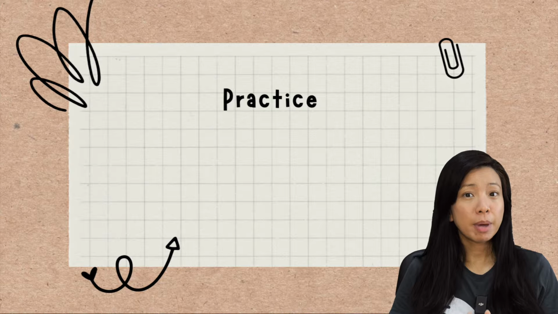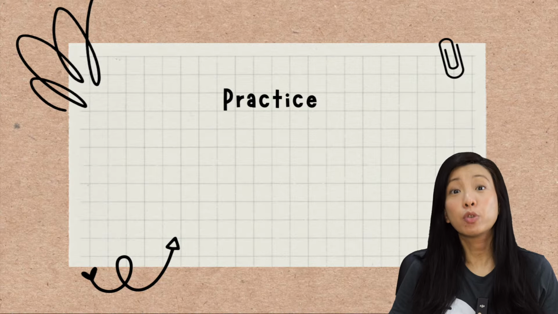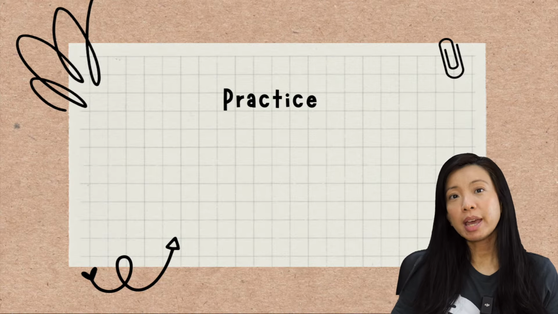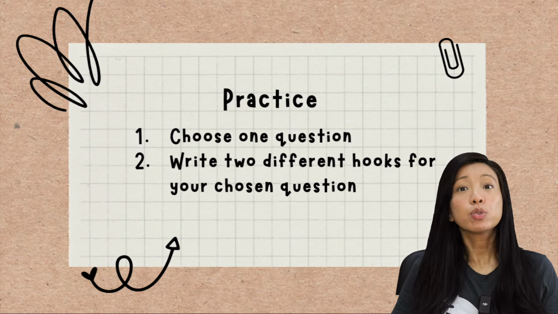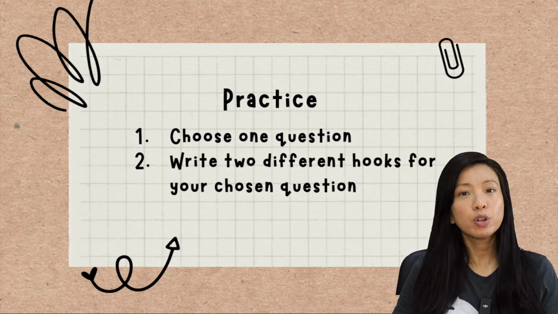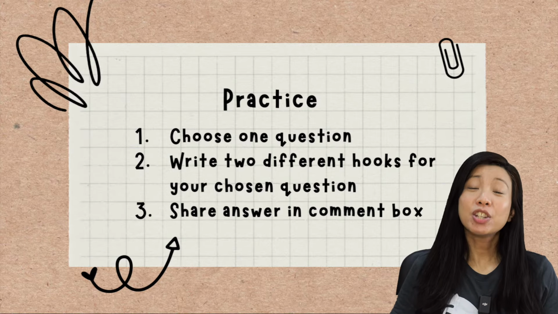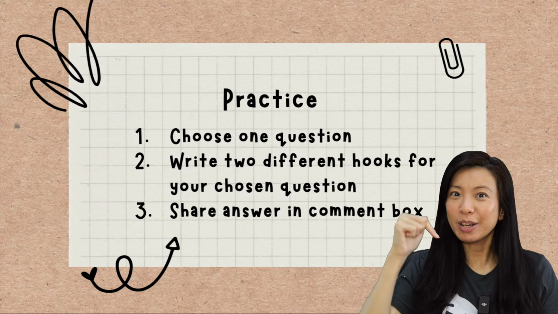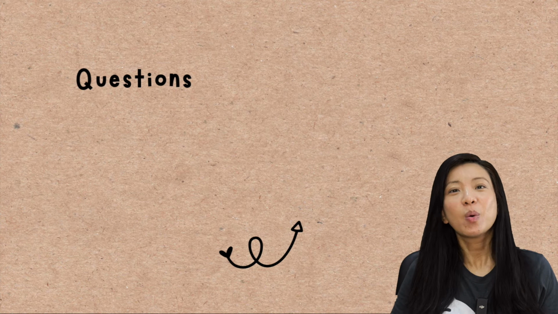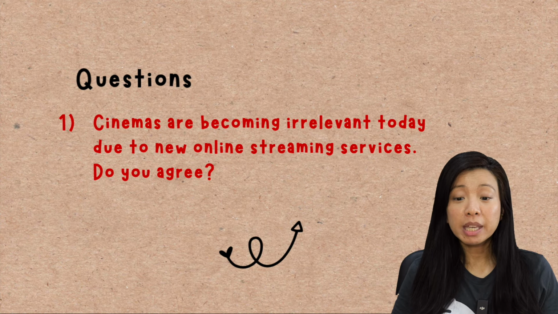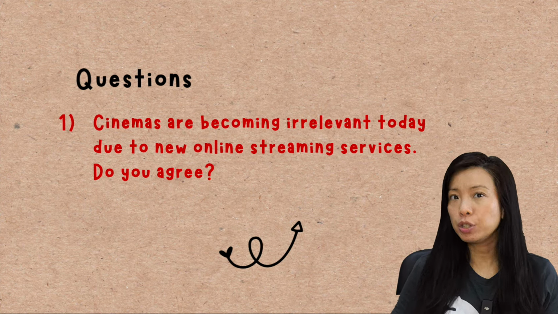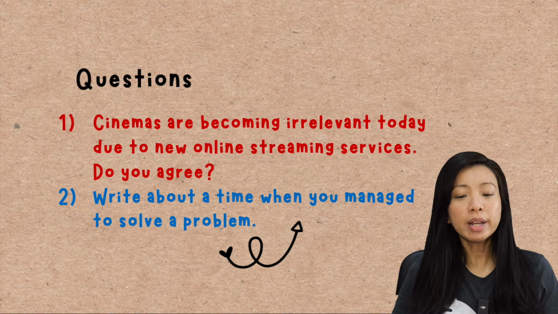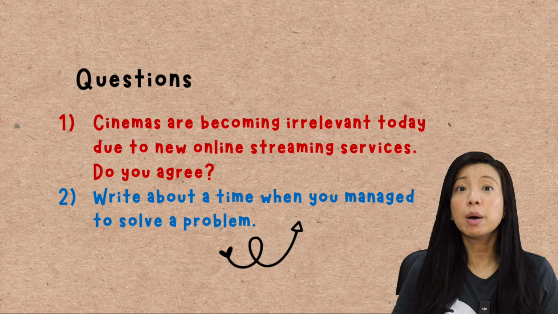Now that we've analyzed some paragraphs, I have a mini practice for you. I'm going to give you 2 questions, and what I'd like you to do is to choose one question, and write out 2 different hooks for your chosen question. And of course, share your hooks with me in the comment box below. So these are the 2 questions. Question 1, cinemas are becoming irrelevant today due to new online streaming services. Do you agree? And question 2, write about a time when you managed to solve a problem.